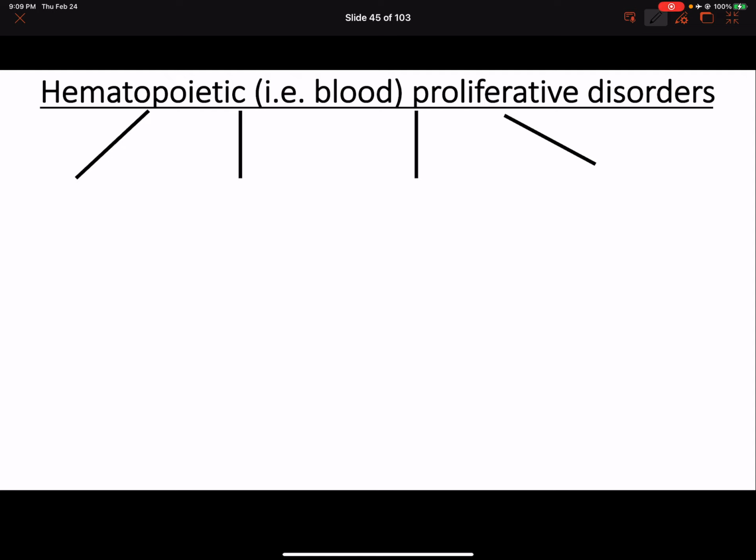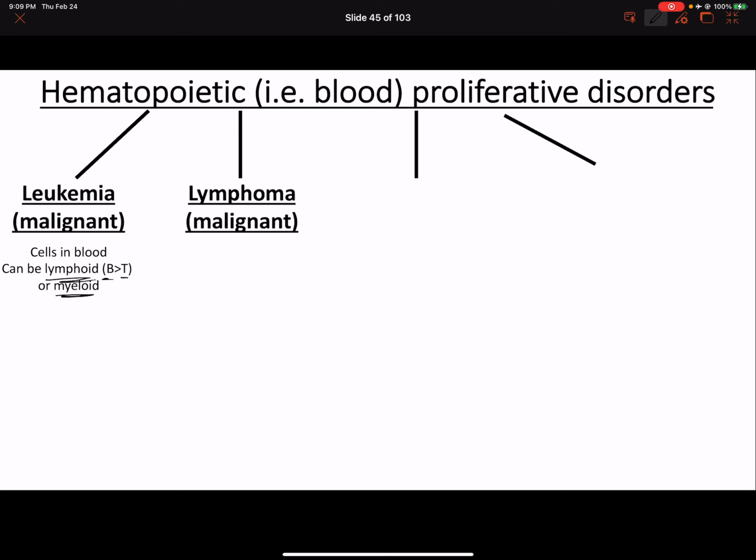So you can really break down hematopoietic proliferative disorders into four different categories. Leukemias, so in this case, these are in the blood and in the bone marrow. B cell, or it's going to be more than T cells. Specifically, it's lymphoid, but it could also be myeloid. Malignant because it can metastasize and spread. Lymphomas also would be categorized as malignant. Now, these cannot be myeloid. These are only lymphoid, and like we said earlier, they're in the lymph nodes.